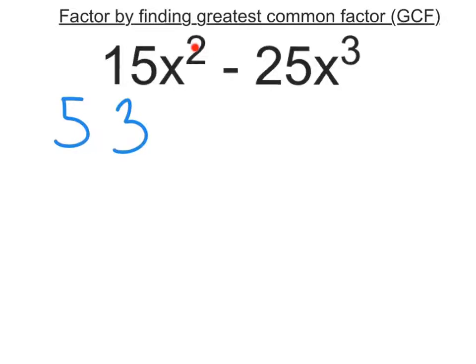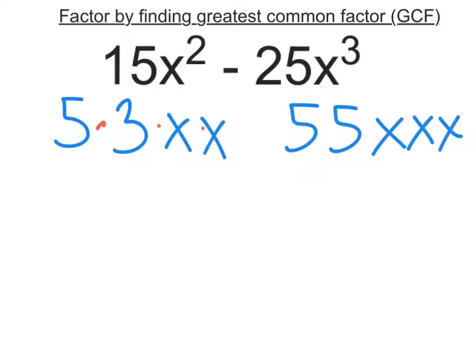Now if we take a look at the variables, we see that it's x squared, meaning that there's two x's. So we can write x, x, and now this looks like 5 times 3 times x times x, which gives us 15x squared. We're going to find the greatest common factor in a second, but first we need to break down the coefficient of the second term, and 25 breaks down into 5 and 5, right? We've also now got 3 x's, so we can write x, x, x.